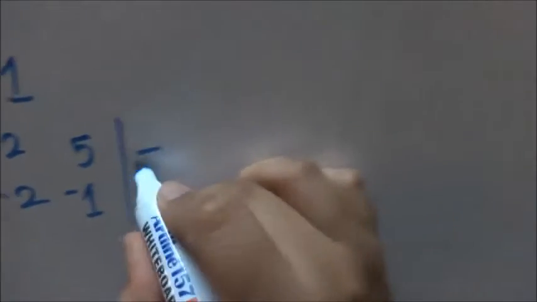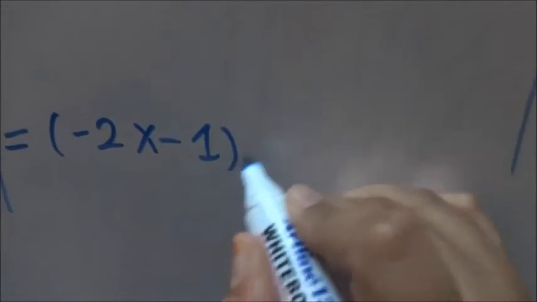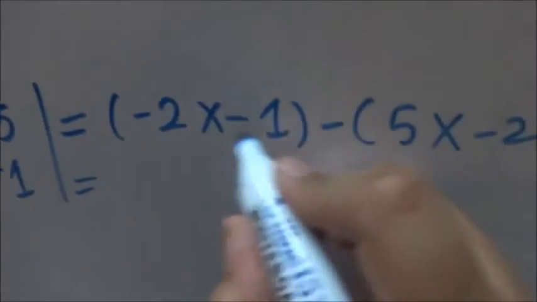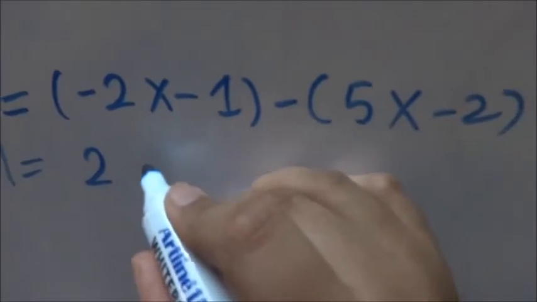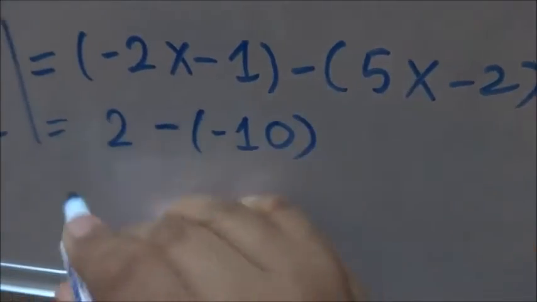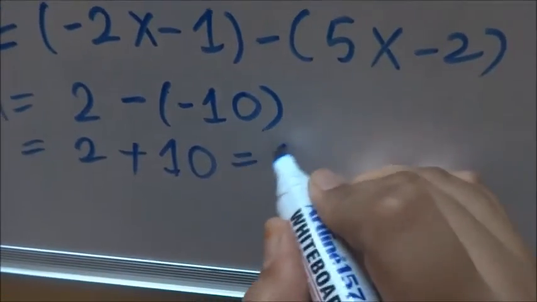And we will do cross multiply, which is minus 2 into minus 1, minus 5 into minus 2. So that would be minus 2 and minus 1 is plus 2, minus 5 into minus 2 is minus 10. Now the bracket gets open. 2 plus 10, which is 12.